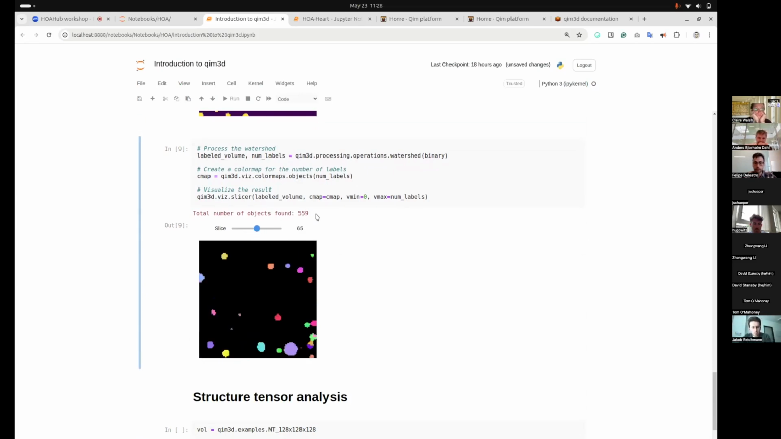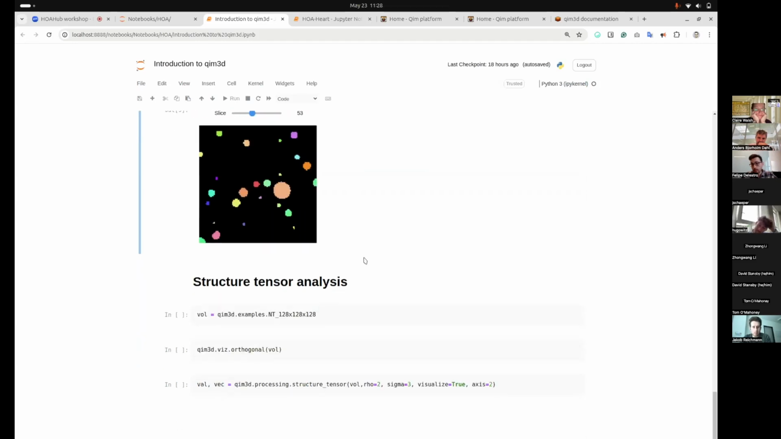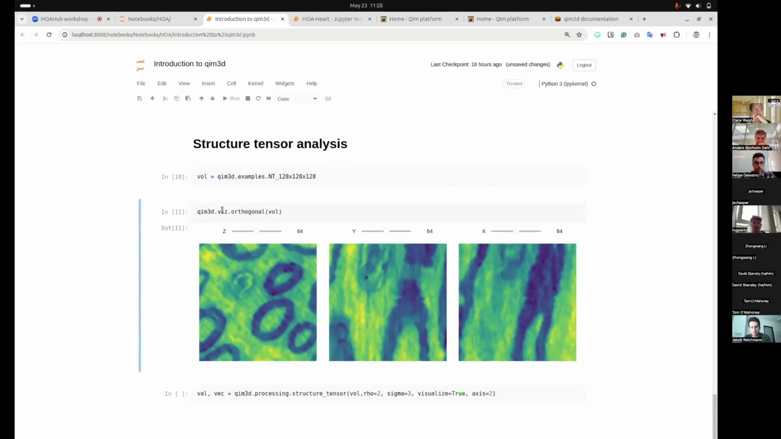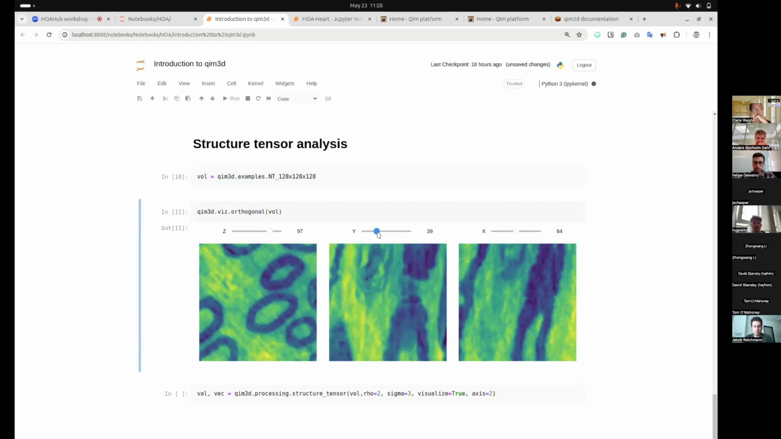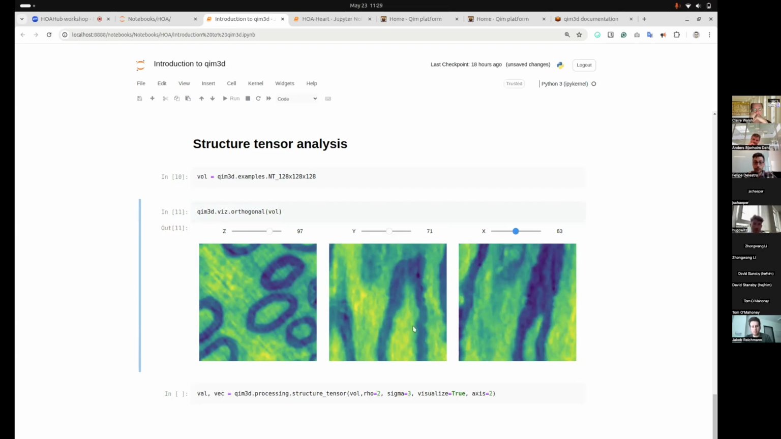So in this case, we found 559 objects in this data set. And then the idea is also to bring some more complex algorithms. So for example, here I'll just show a structure tensor analysis. I'm loading another data set, and I'm using another function that we call orthogonal that gives you interactive sliders for each of the axes of your data. And the idea here is that we could do some structure tensor analysis to check the orientation of these structures.